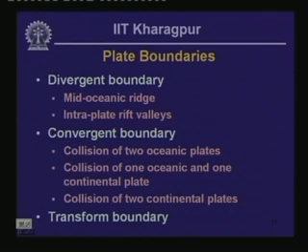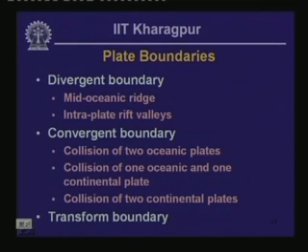Then secondly, there are convergent plate boundaries. At convergent plate boundaries, collision between two oceanic plates could take place. Collision of one oceanic and one continental plate could take place, and collision of two continental plates can also take place at convergent boundaries.